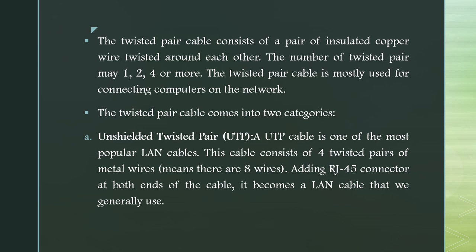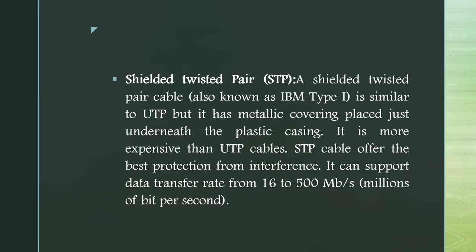UTP. A UTP cable is one of the most popular LAN cables. This cable consists of 4 twisted pairs of metal wires, which means there are 8 wires. Adding an RJ45 connector at both ends of the cable, it becomes a LAN cable that we generally use.